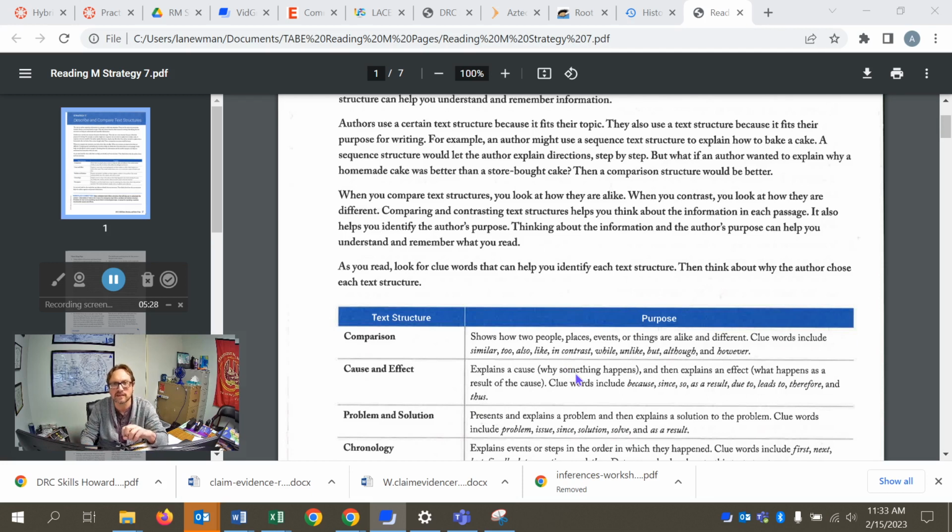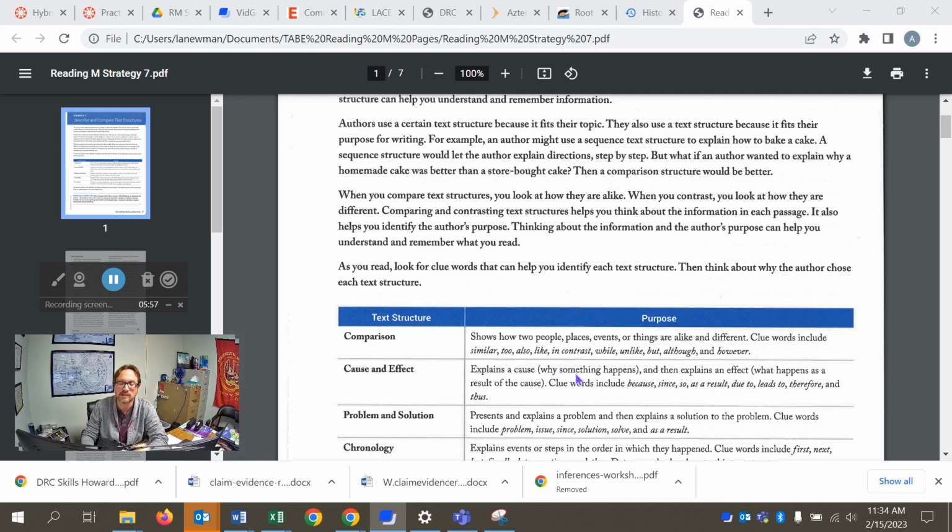So, first of all, when you're analyzing text structure, look for those words that can clue you into the type of text it is. But then also understanding the purpose and what the text is talking about can also give you a clue to its purpose. Sometimes it's going to be really clear. There's a problem that affects people. Here's a solution to that problem. It'll be pretty clear cut. But sometimes it'll take some thinking and analysis to identify the text structure.